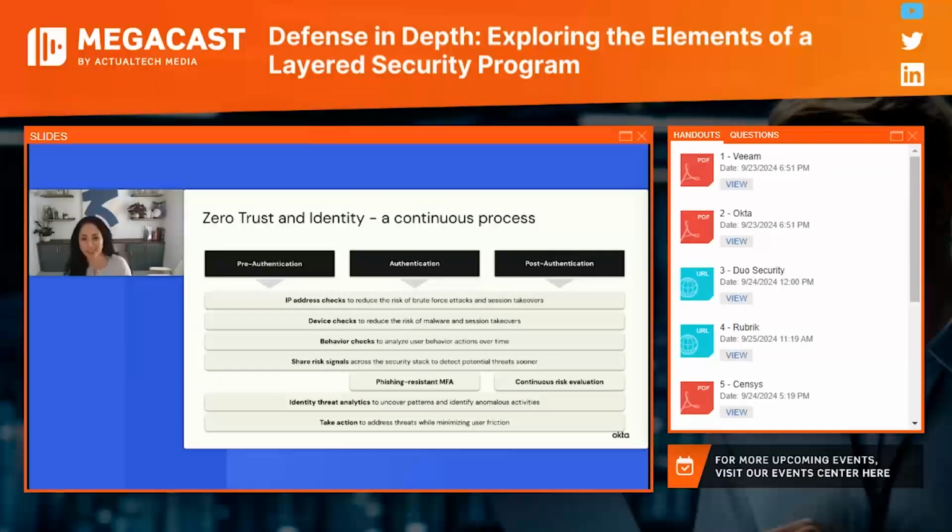So the good news is you're not alone. Most organizations, like I said earlier, are in that Zero Trust planning and adoption phases, and some have moved a little bit further, but we still see a good majority of them in that initial phases.